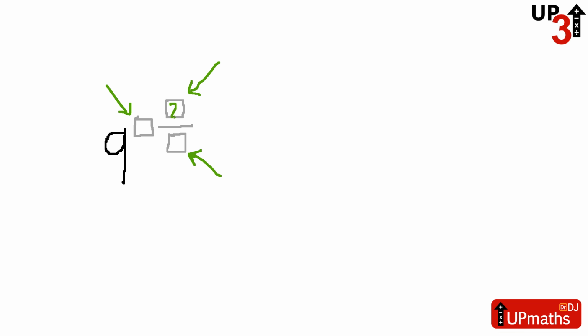What if there's a 2 up here? Let me just do that again. Well, then that's just 9 squared. There you go. So that's just like squared. What if there's a 2 down here? Well, that means square root.